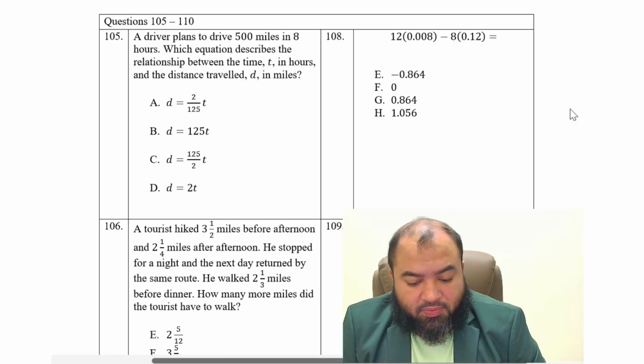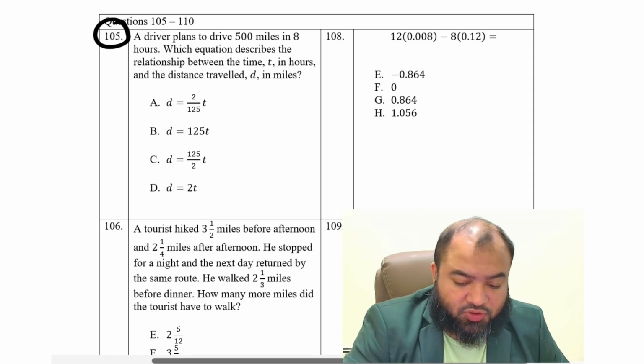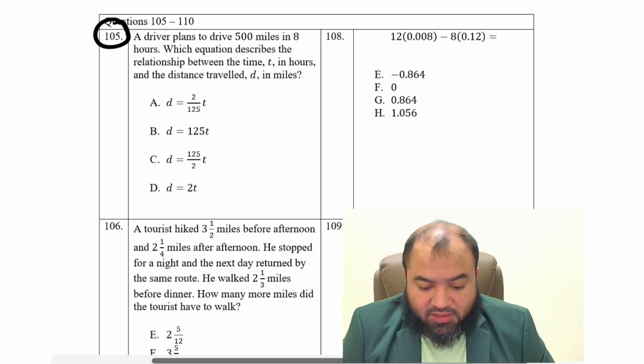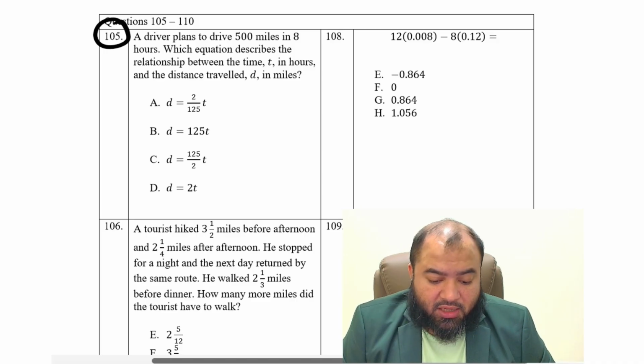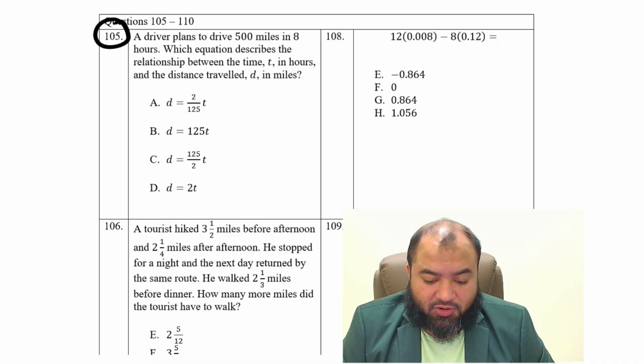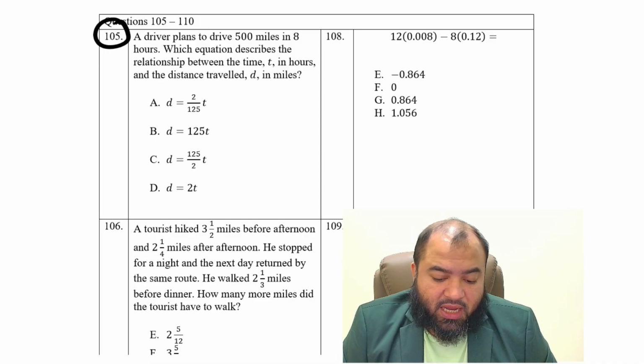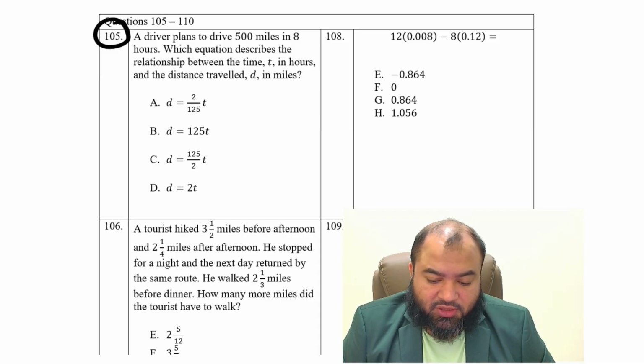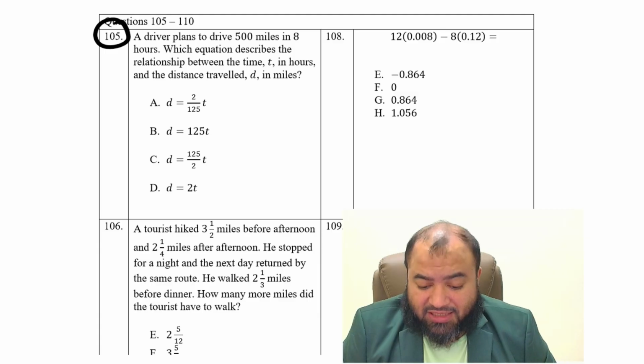A driver plans to drive. Those who are watching it for the first time, if you have done the worksheet already, you can watch. You can maybe pause and try the question on your own and then look into the video. A driver plans to drive 500 miles in 8 hours. Which equation describes the relationship between the time t in hours and the distance traveled d?